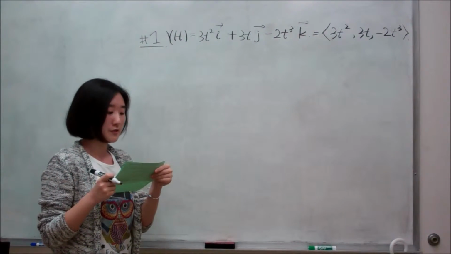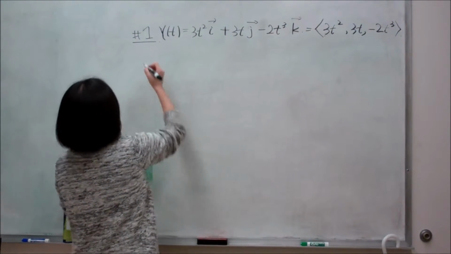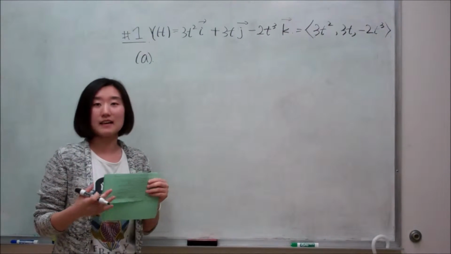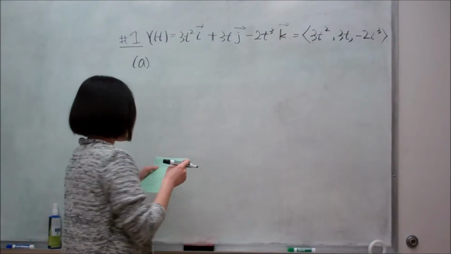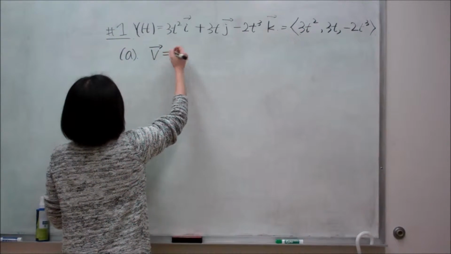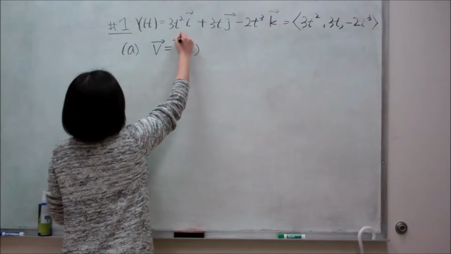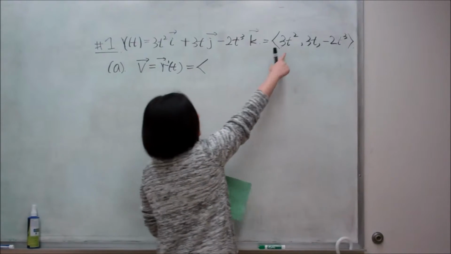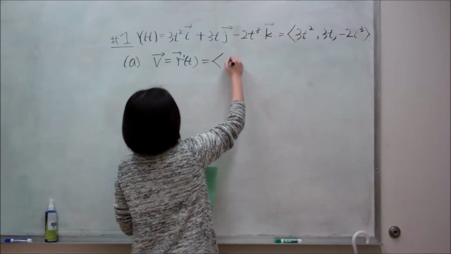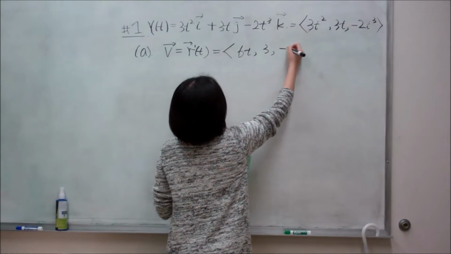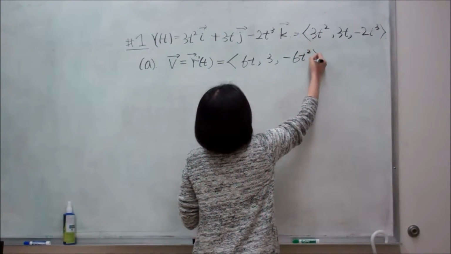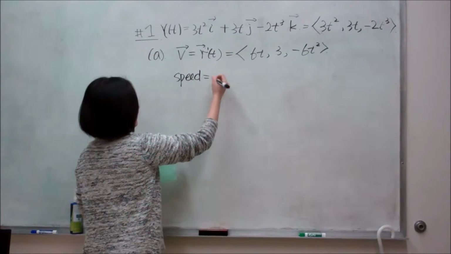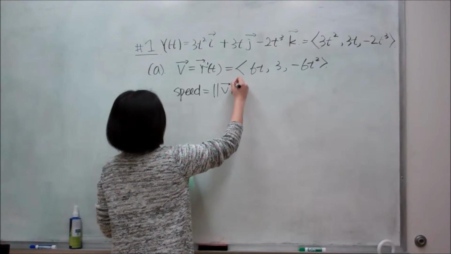Alright, so part A, compute the speed at time t equals 1. So to compute the speed, it is defined as the magnitude of velocity. And to find the velocity, it's going to be the first derivative of r, which is going to be a vector. So the derivative of each coordinate, which is 6t, 3, and negative 6t squared. And then the speed is going to be the magnitude of that.